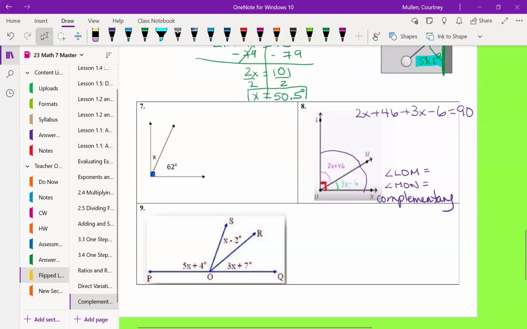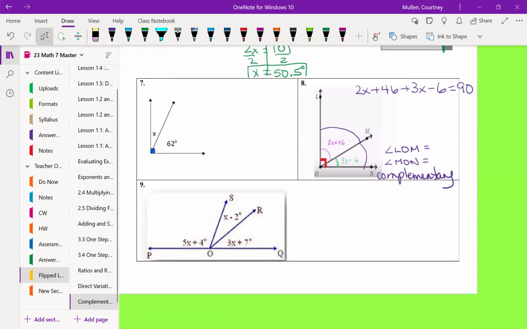Finally, let's take a look at this last problem here, number 9. So we have a lot going on in this problem, but I still see this straight angle, angle POQ, this straight line. So if those angles fall along that straight line and I can draw that semicircle through them, we know we have what type of angles here? Supplementary. And we know that the sum of supplementary angles is 180 degrees.